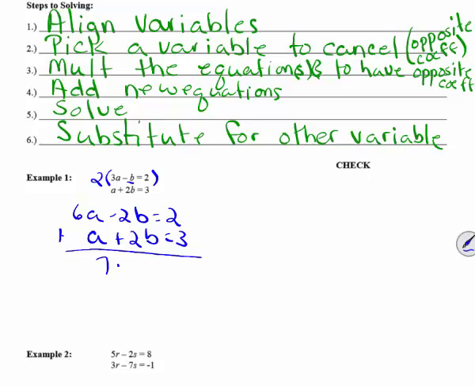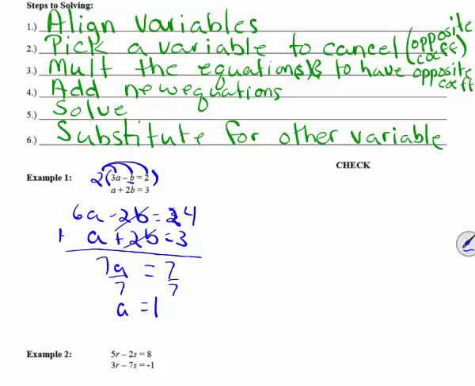6a plus a is 7a. The b's cancel out. 2 plus, oops, sorry, look what I did. Don't make my mistake. It has to multiply everything, so this should have been a 4. Sorry about that. And then 4 plus 3 is 7. Divide both sides by 7, you get a equals 1.